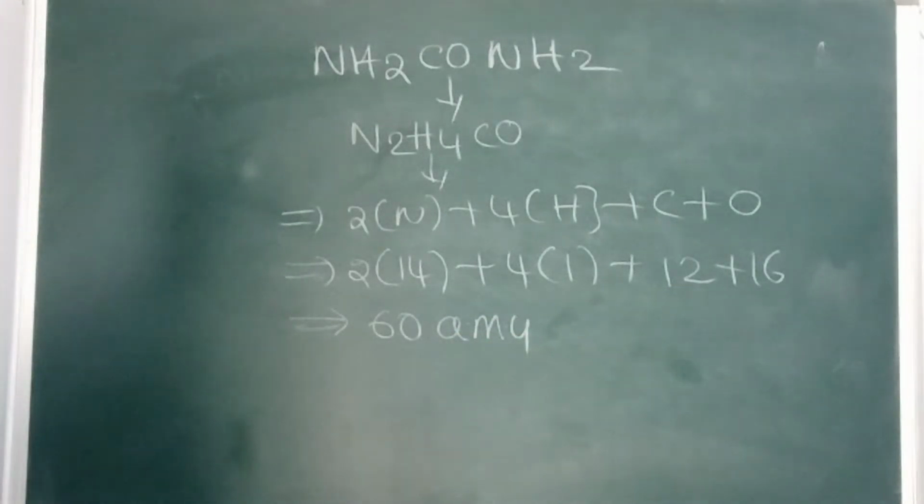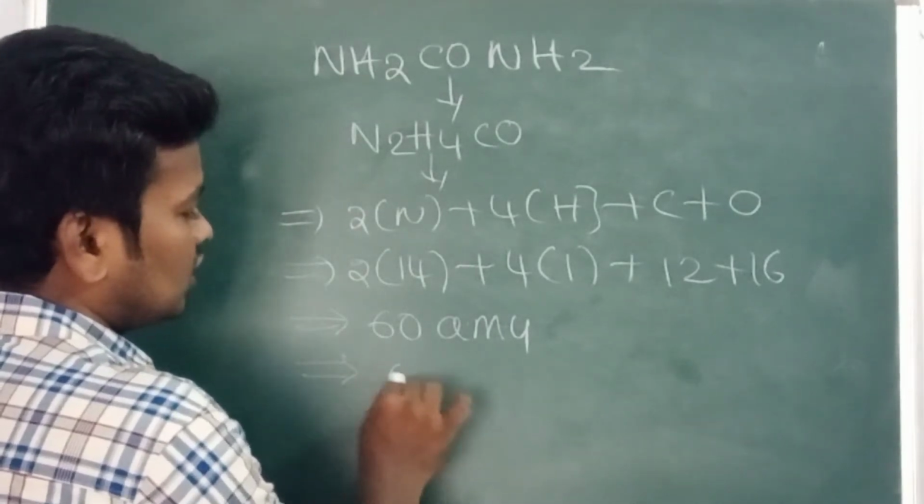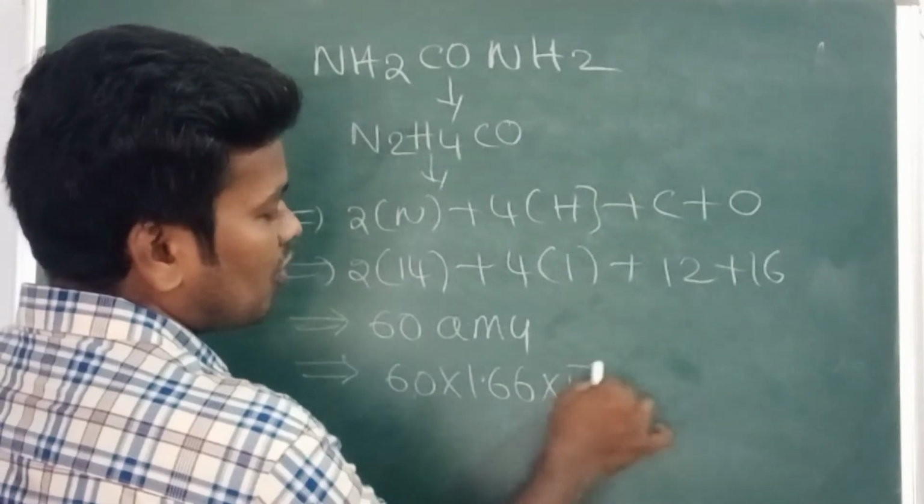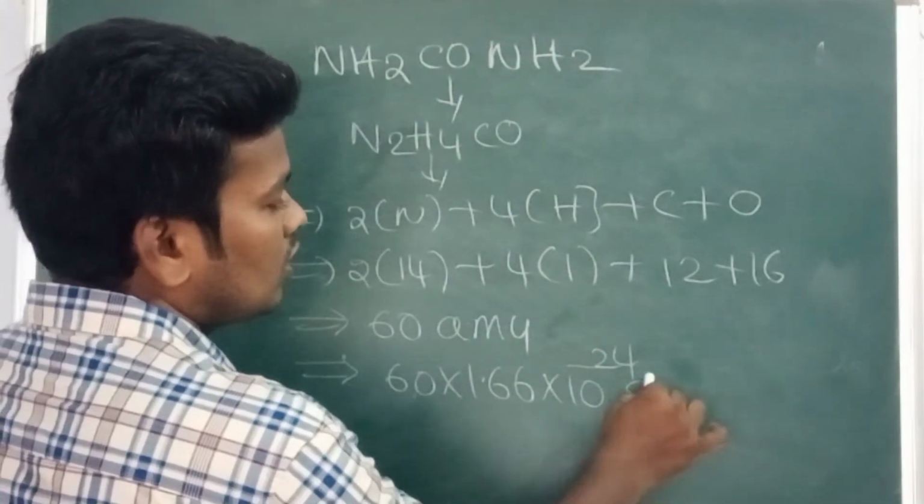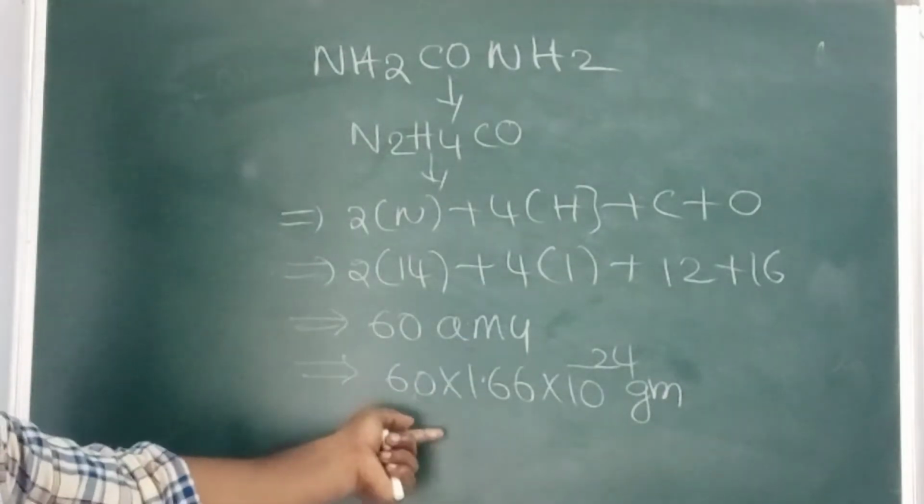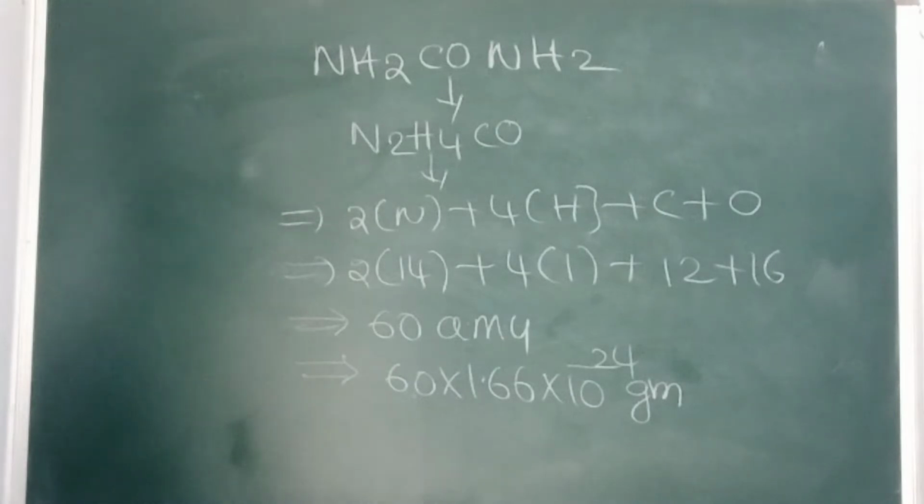But I want the molecular mass of urea in grams. That is 60 into 1.66 into 10 to the power of minus 24 grams. This is if you want to represent it in AMU; if you want to represent it in grams, you can go with this. Please note it down.